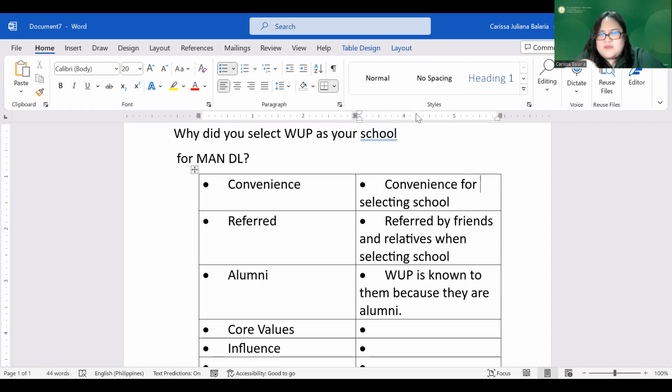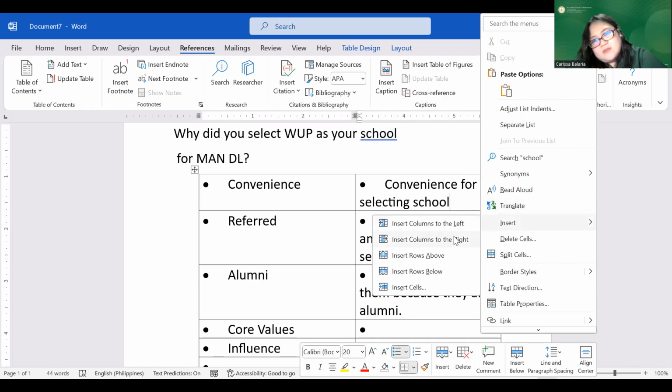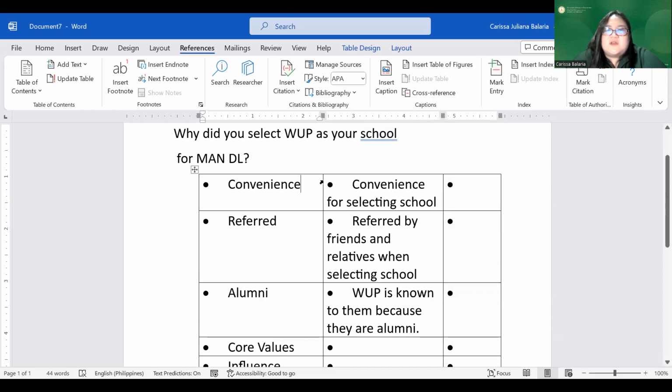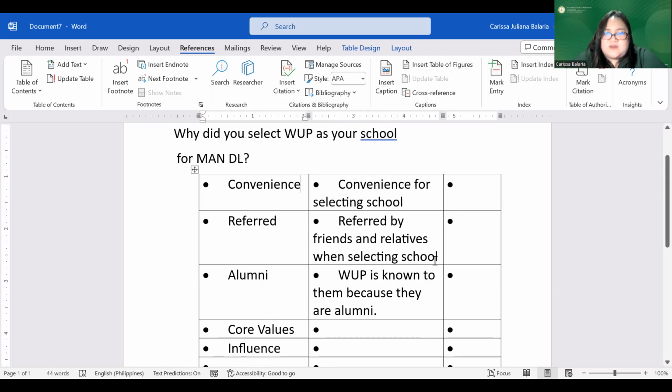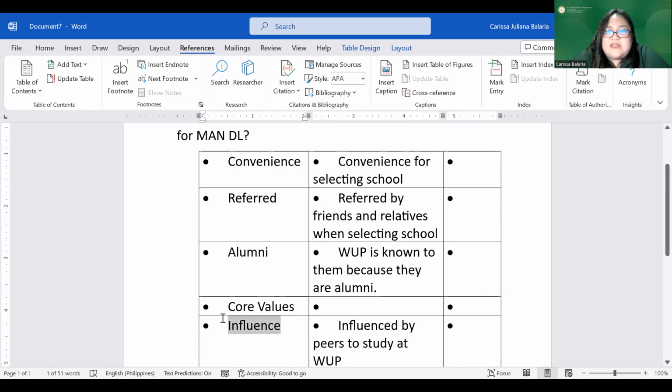So, can you imagine all of this? Ano pa ba? Convenience, referred, alumni. How do I make another table? Hindi ko nakikita yung ano eh. There. Okay. So, question. Dito sa limang nakalagay dito, ano sa tingin nyo ang matches? Kasi may convenience, may core values, may alumni, may referred, alumni influence. Influence by peers to study at WUP. Okay. Keywords lang. Referred, influence. Ako na magsasabi. Never mind. So, referred and influence, because here, oh, when they were selecting school.